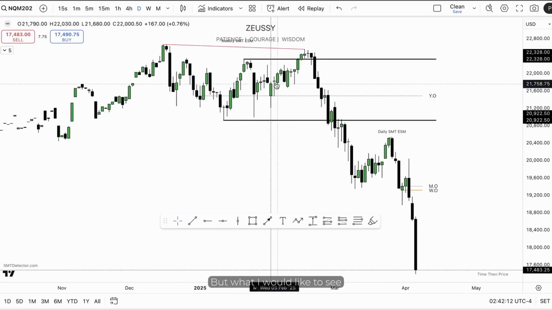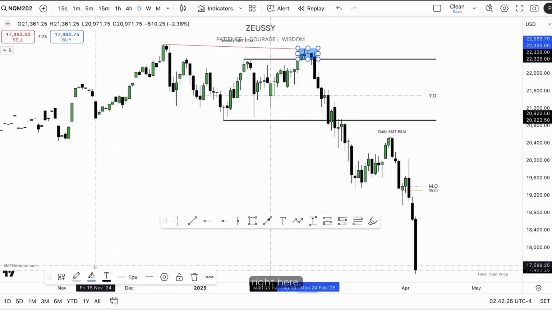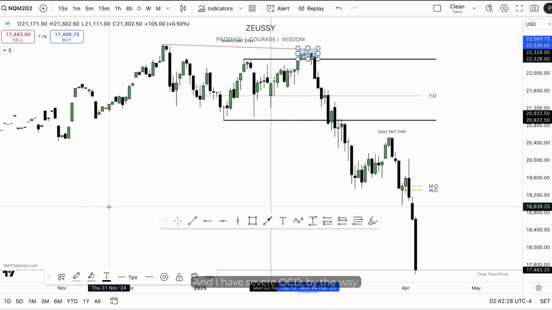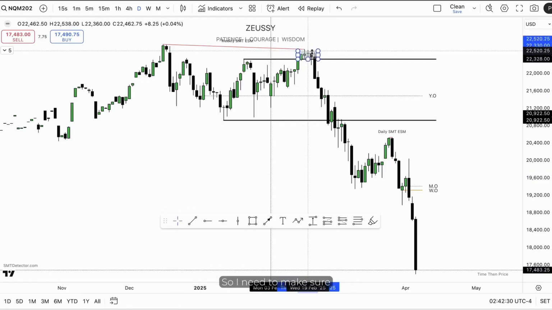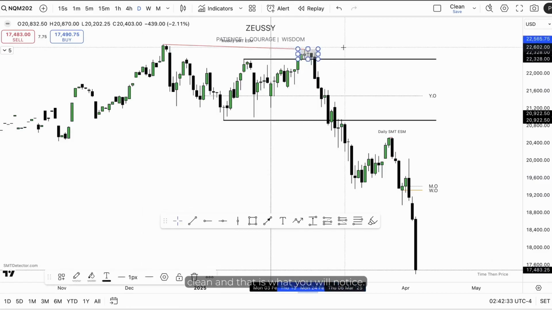But what I would like to see is that in February we opened up, ran up higher, took out January high, but did not utilize the January high as support on price. Eventually, the market rolled over inside of this box right here. And I have severe OCD, by the way, so I need to make sure that everything is just clean, and that is what you will notice.